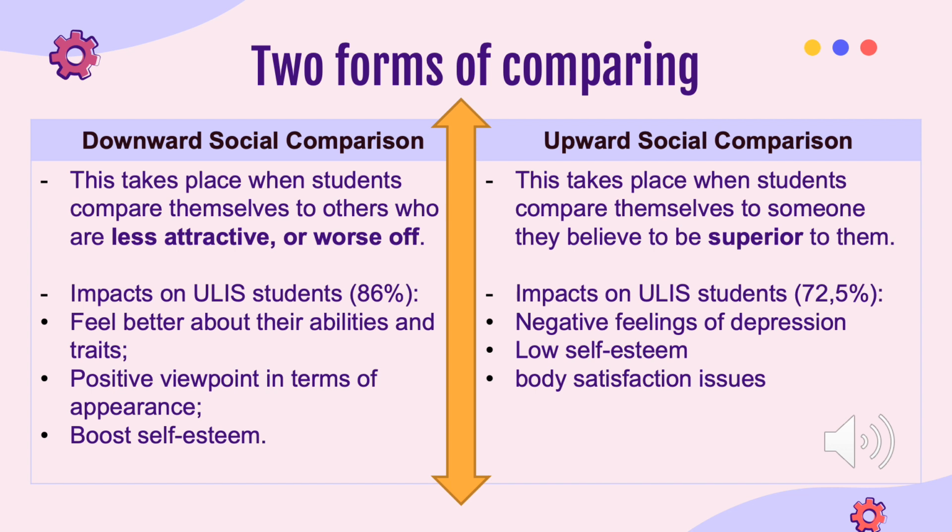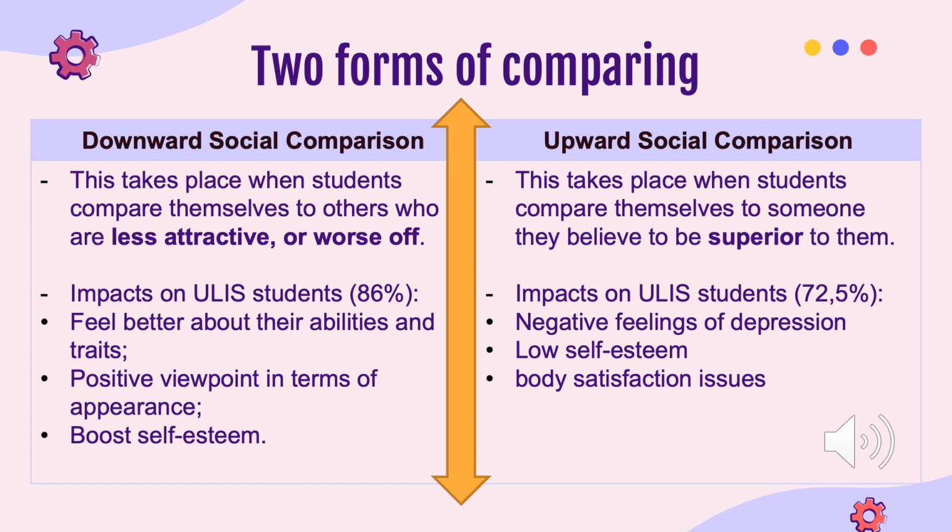It happens when students compare themselves to someone they believe to be superior to them. This can lead to negative feelings of depression and low self-esteem. Festinger believed that within the area of abilities, people have a habit of comparing upwards, so that a person has a goal to aim for and a plan to achieve such outcomes.